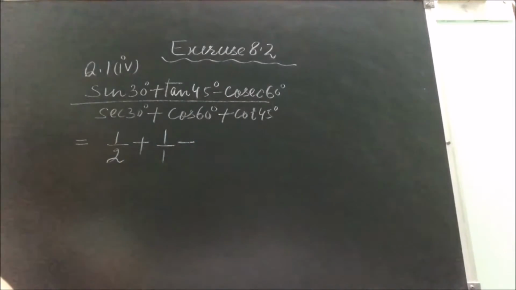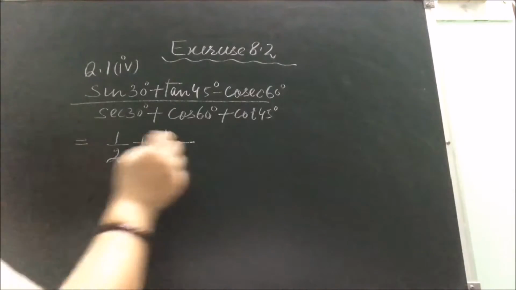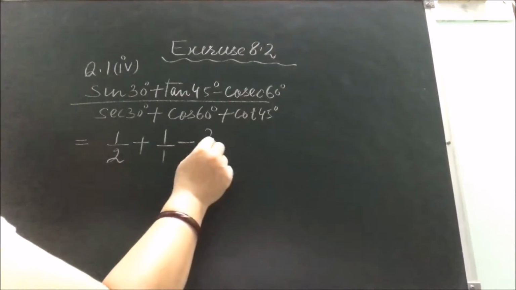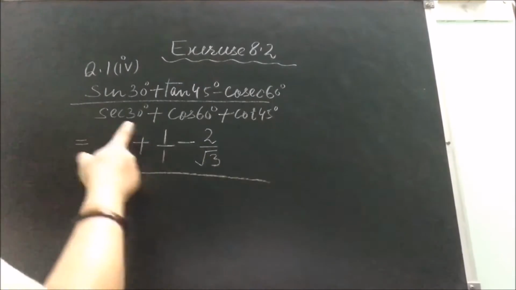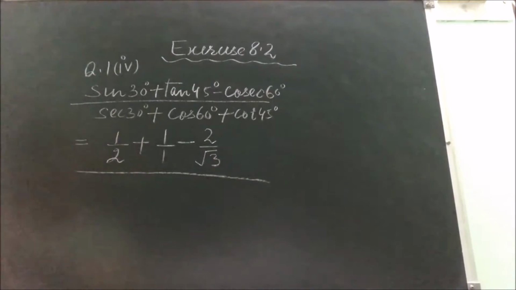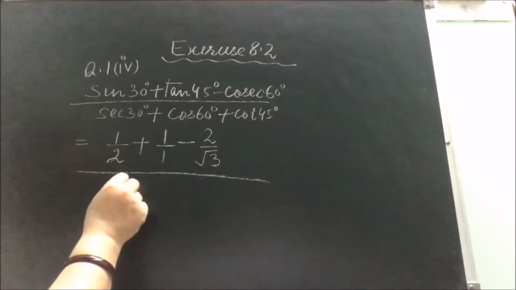Cosec 60 is the reciprocal of sin 60. Sin 60 is root 3 by 2. So reciprocal of root 3 by 2 is 2 by root 3. Right? Secant 30 is the reciprocal of cos 30. Cos 30 is root 3 by 2. So it will be 2 by root 3.